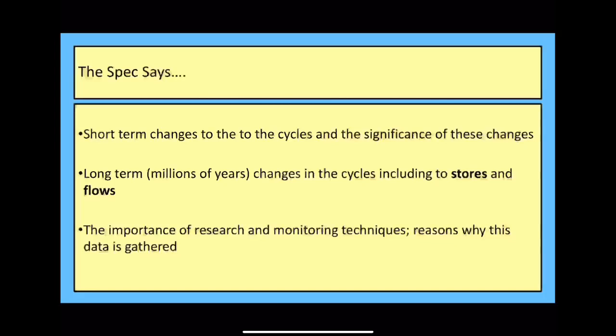So you could look at some examples of short-term changes that are pretty insignificant and compare those to, say, longer-term changes such as glacial periods. And anytime we're looking at significance of change in that way, you want to put it in terms of the flows and the stores within the cycle, because then it's demonstrating knowledge of the cycles as well as knowledge of the changes. So you can make reference to the atmospheric store, and you can make reference to the magnitude of evaporation taking place, so how much evaporation is taking place. Okay, so that's how we can look at the specification and understand how we will be assessed.